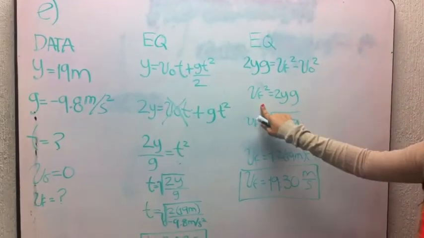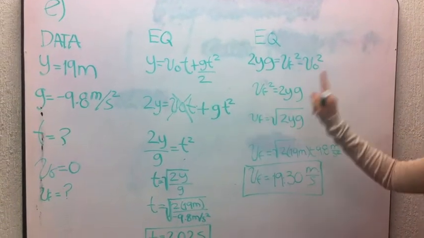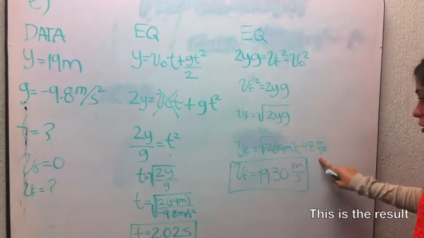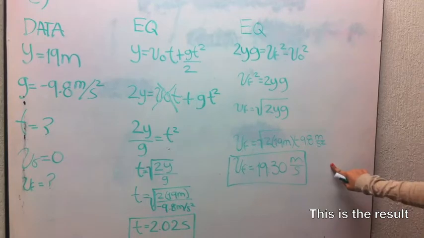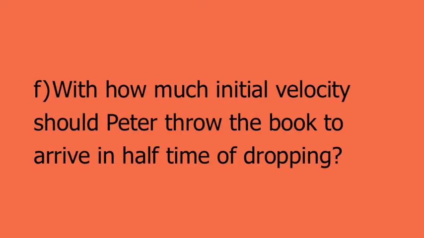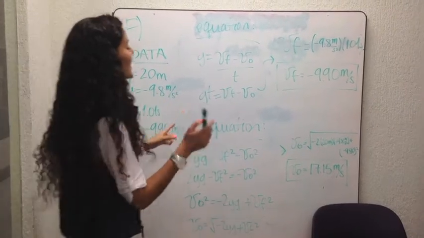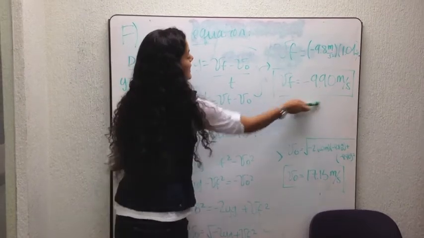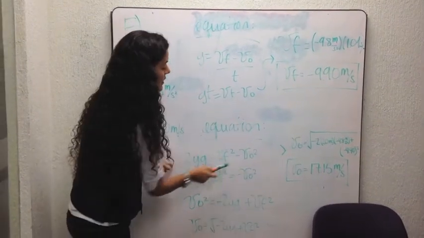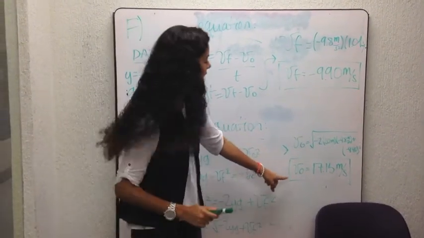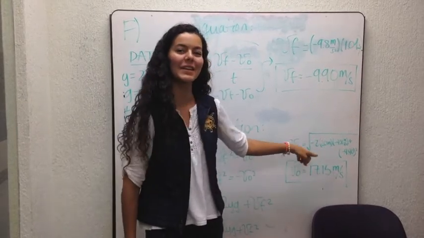Now that we have the time, we're going to find the final velocity with this equation. We isolate the final velocity and substitute the values. So now we have the data, and first we had to get the final velocity, which is this, and then we use this equation, and the result is 17.15 meters per second.